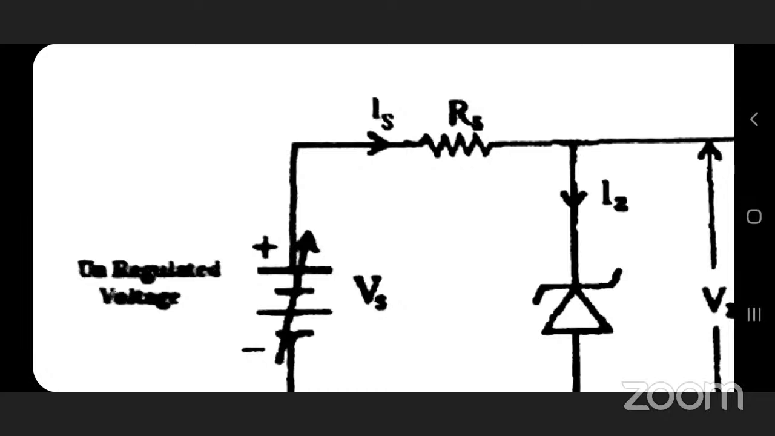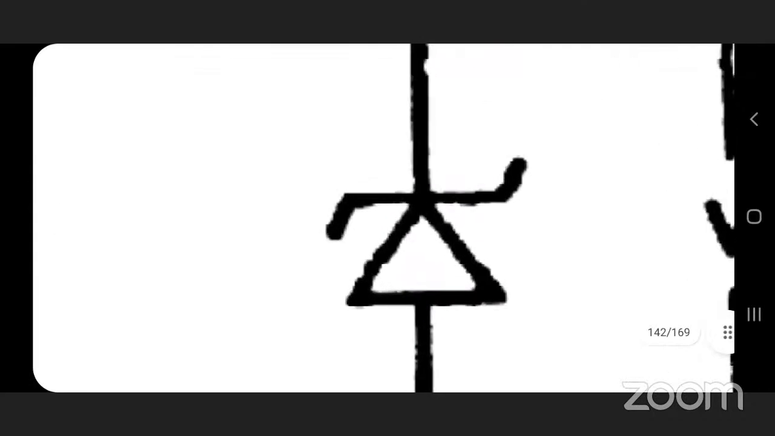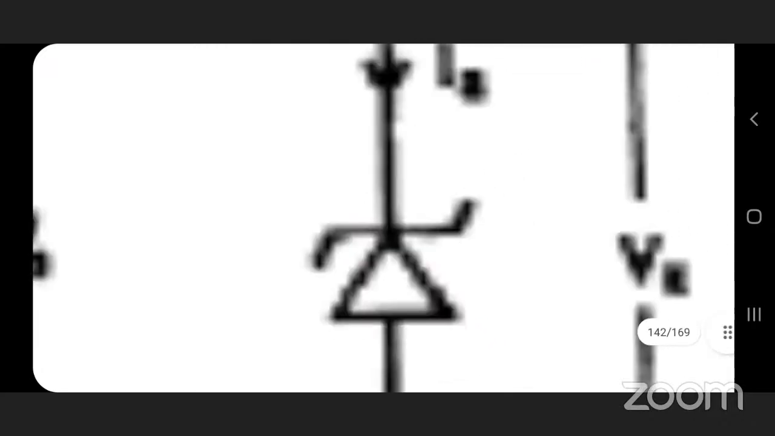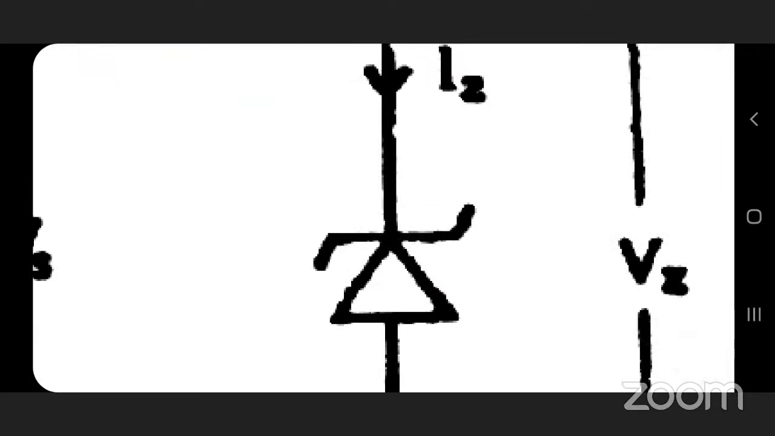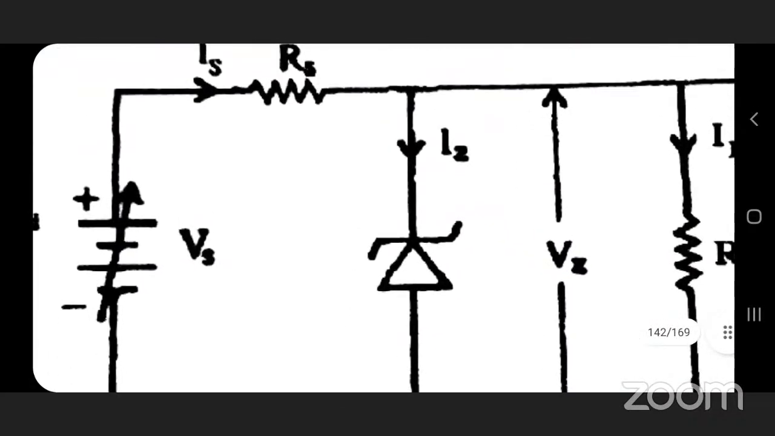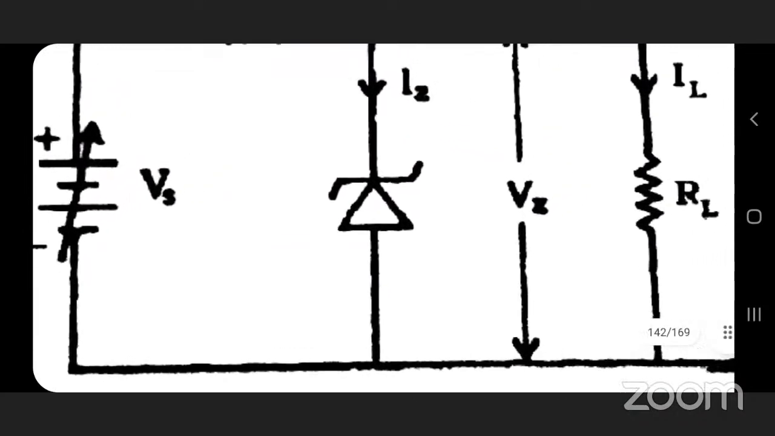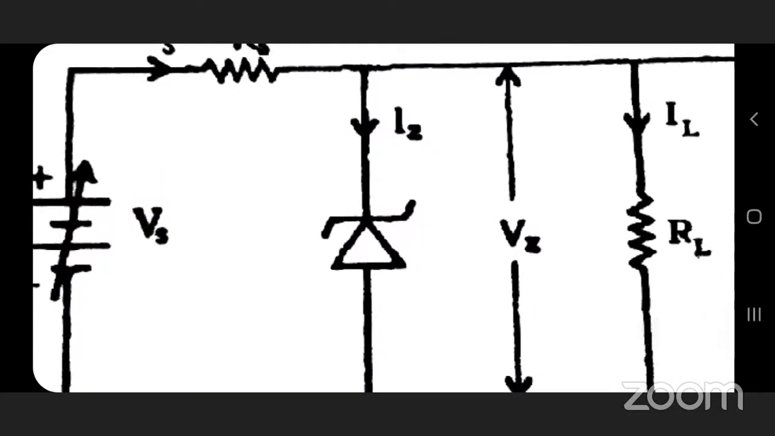Here you can see the symbolic representation of the Zener. This is the Zener diode, Vz. The output is in the form of a Z symbol. If it is offered a Zener current Iz, and there is Iz and RL, there should be a Zener voltage, Vz, generated.